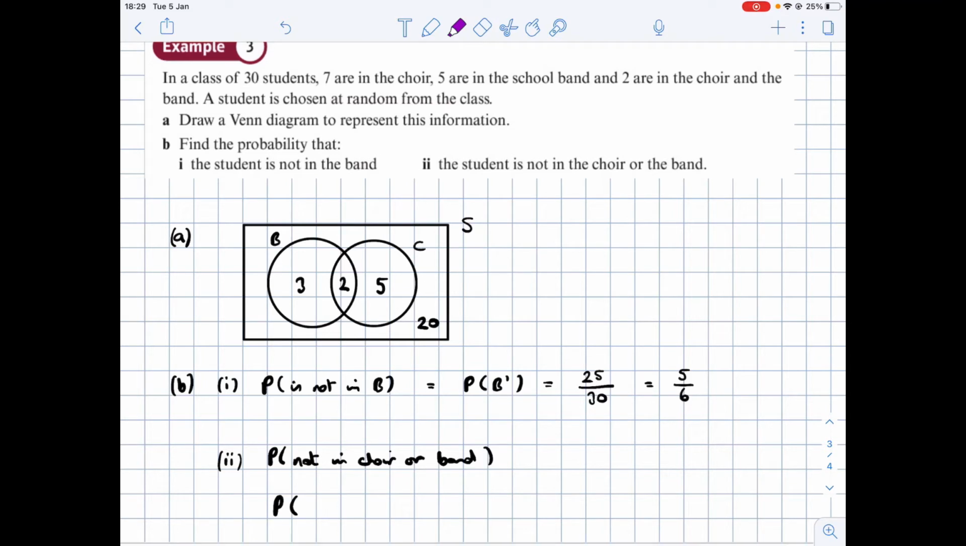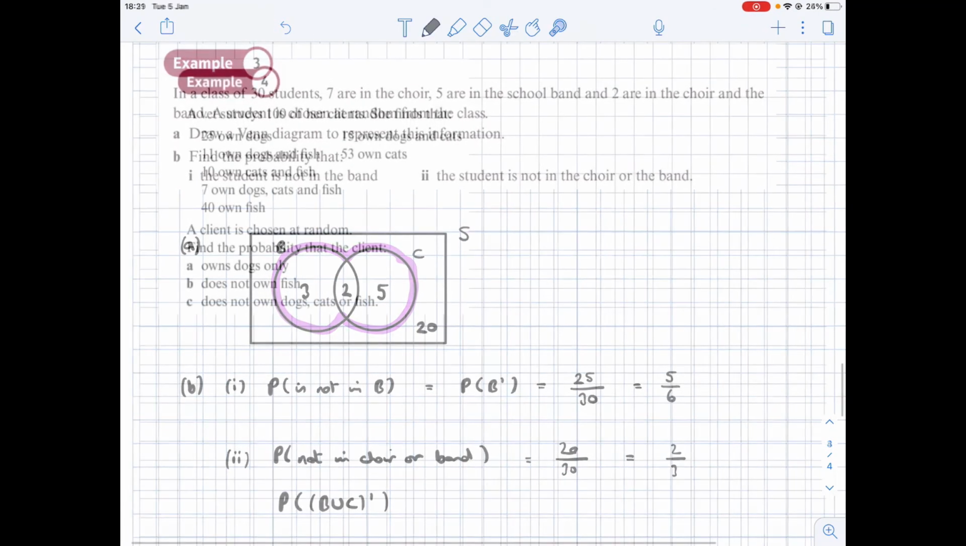and not in the band, well, that only leaves the outside bit, which is 20. So we could write this in notation as (B union C) not. And this is equal to 20 over 30, which is clearly 2/3.